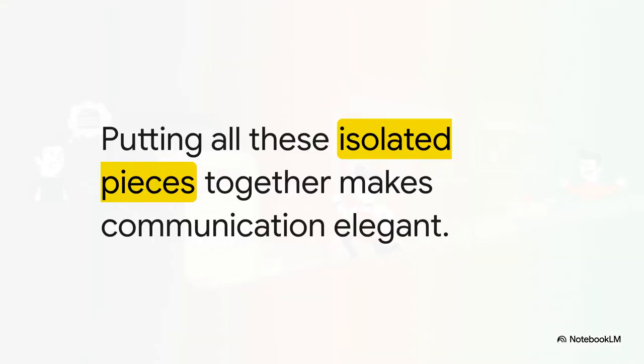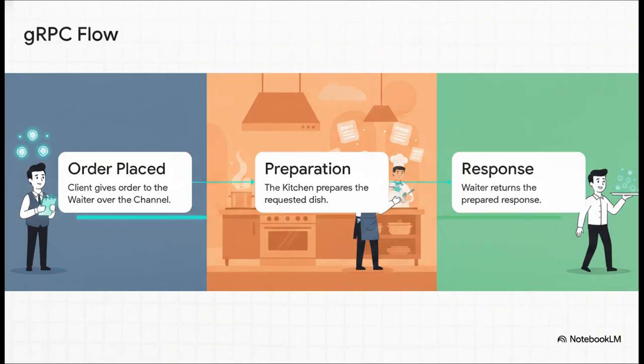Okay, so we've met the menu, the kitchen, the waiter, and the phone line. Now, let's move forward and see how putting all these isolated pieces together makes the entire communication flow perfectly seamless. Watch how this maps abstract data packets right to a real-world restaurant transaction. Step 1, the client gives their order to the waiter, our client stub, which sends it over the phone line, our channel. Step 2, the kitchen, our gRPC server, gets that order and prepares the data dish exactly as the menu dictated. Step 3, the waiter returns the prepared response right back to the client's table. Just like that, this highly complex microservice transaction becomes crystal clear.